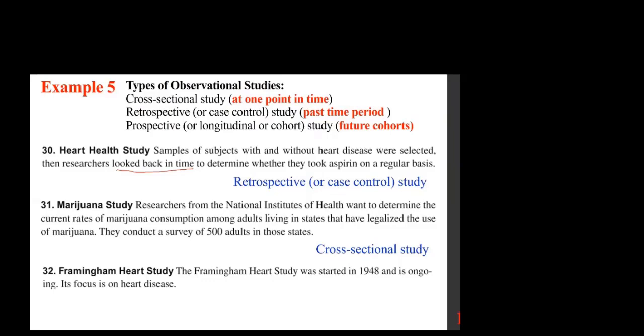And the last one. Framingham Heart Study. The Framingham Heart Study was started in 1948 and it's ongoing. It's focused on heart disease. So let's see. It's ongoing. So basically, you look for a keyword and you have the answer. All right, let's go to the next one.